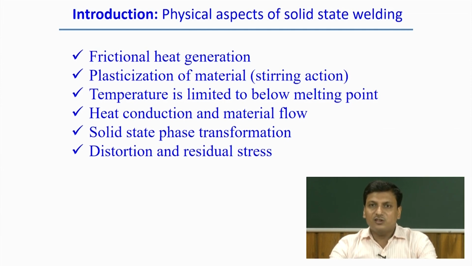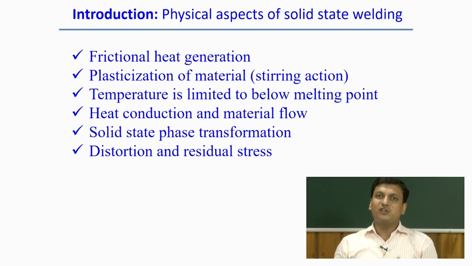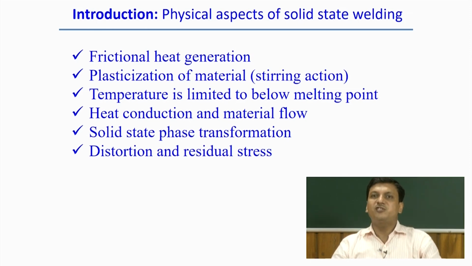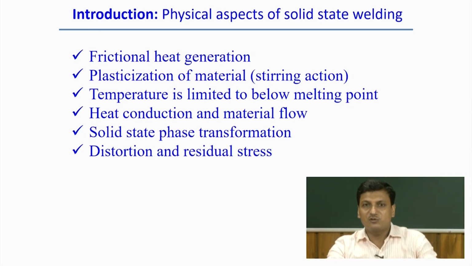In solid state welding, along with the frictional heat generation, there is also a stirring action that we observe in the friction stir welding process. So plasticization of materials also happens in this process. In this case, the temperature is limited below the melting point temperature, well below it. So there is no problem related to solidification, which happens in the fusion welding process. The maximum temperature is below the melting point of the material during the solid state welding process.